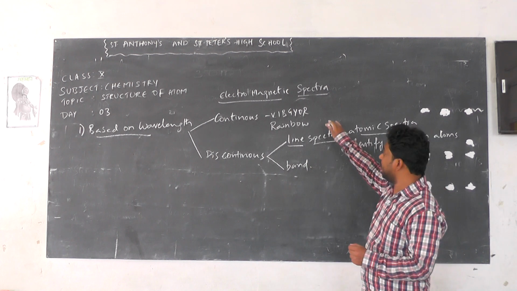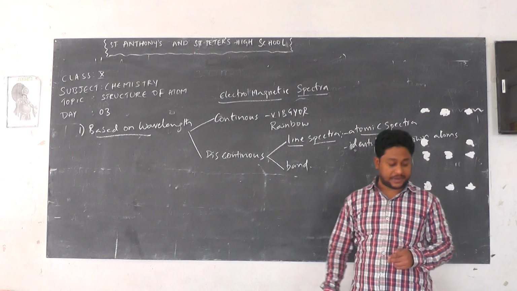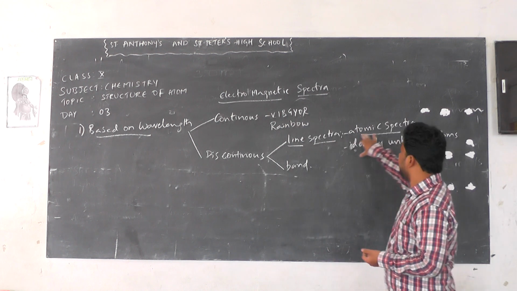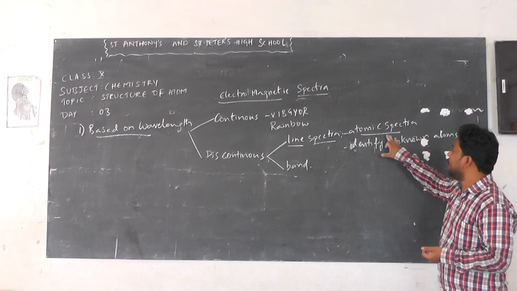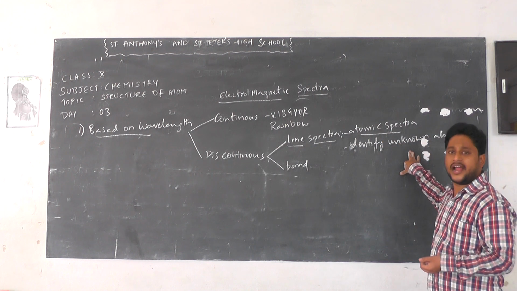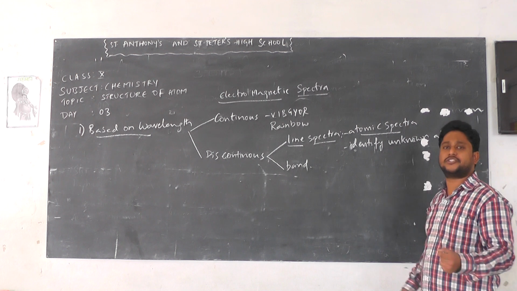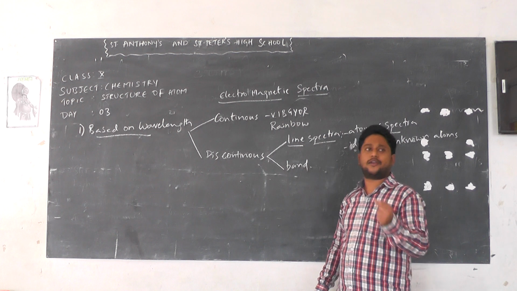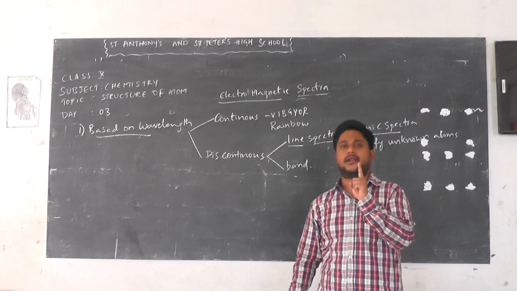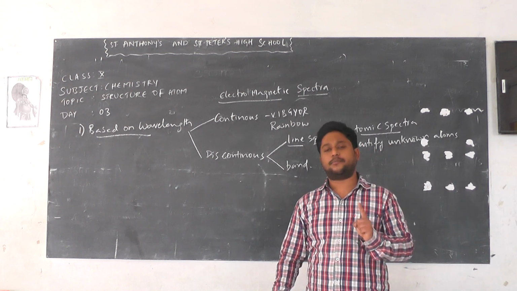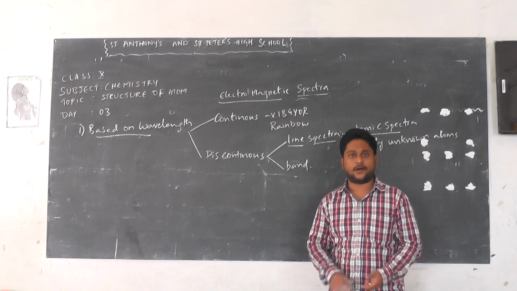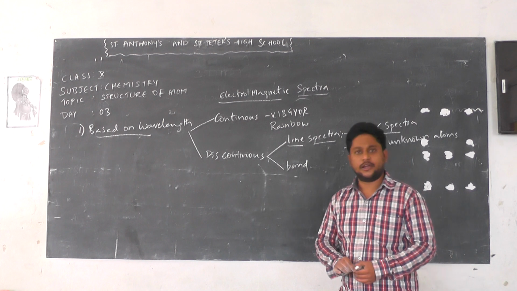So this is what we study in the line spectra. It is also called atomic spectra, used to identify unknown atoms, because atoms in the gaseous phase do not emit multiple colors. They emit only one color at a particular wavelength, giving bright lines and a dark background.